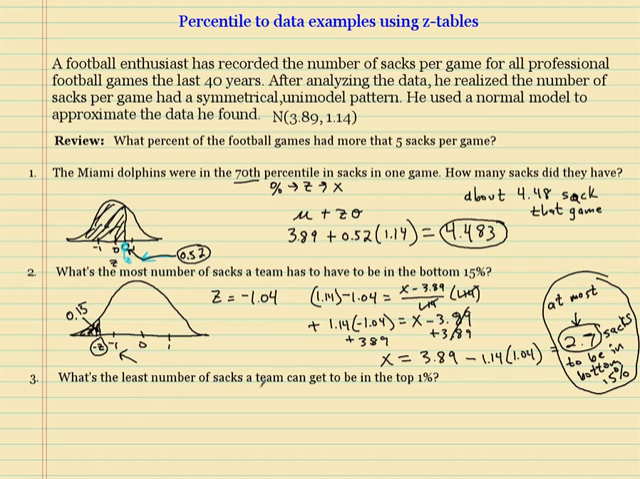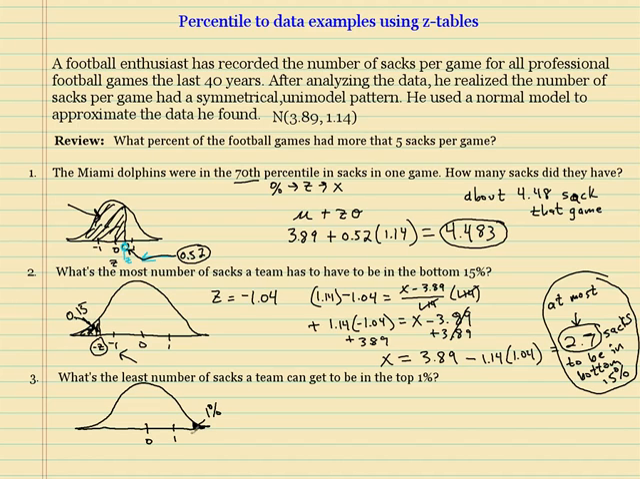Okay, what is the least number you could get to be in the top 1%? The top 1% is going to be the best of the best. Here's 0 on my standard normal, and the top 1% is going to be over here. Make sure it makes sense. This is where it gets a little tricky. Look at the first one: I looked at the left.